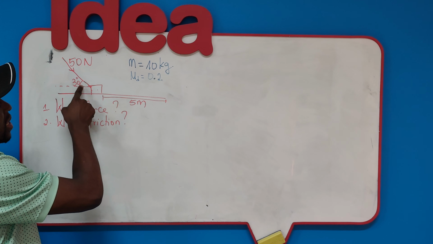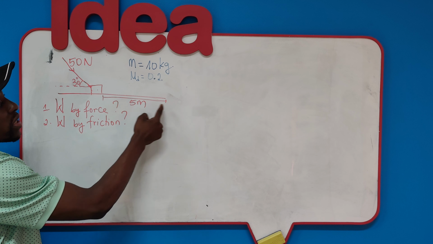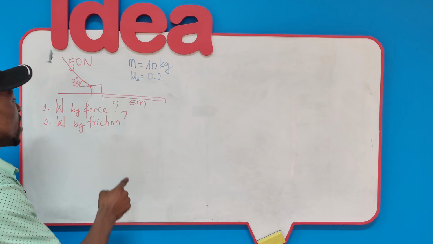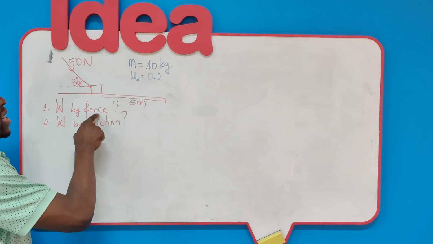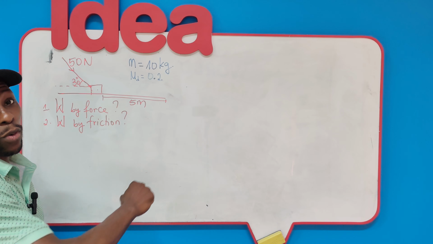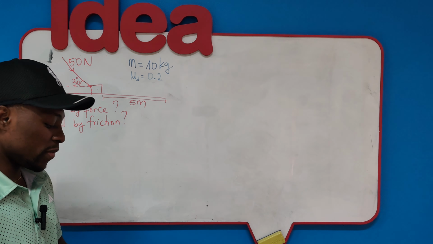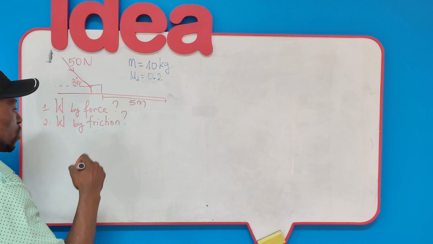A box of 10 kilograms is pushed on a horizontal floor by a force of 50 Newton, acting on the box at an angle of 30 degrees with respect to the horizontal as shown, for a distance of 5 meters. What is the work done by the applied force? And then find the work done by the frictional force. Dear friends, the coefficient of kinetic friction has clearly been given. Follow me, dear friends. Solution.